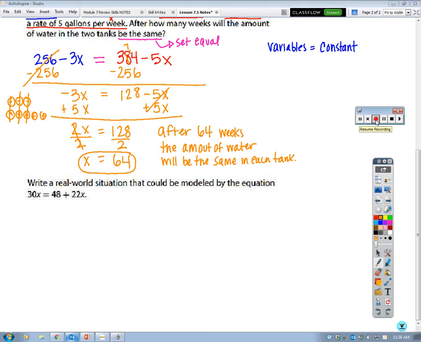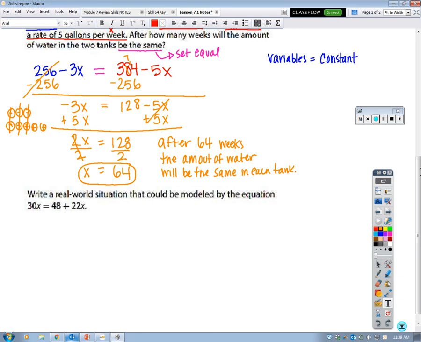Okay, so the last thing that you're going to be asked to do in this lesson today is write a real-world situation that could be modeled by the equation. So what it's asking you to do is take what you know about building equations from real-world situations and work backwards.